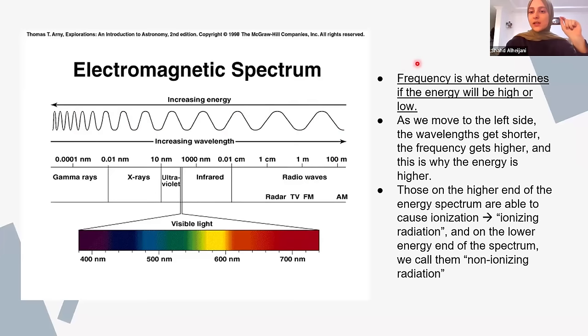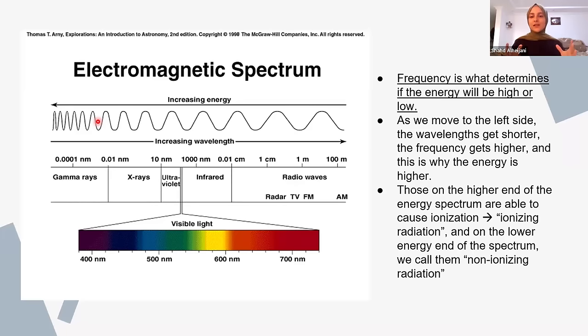Now, the frequency is what will determine if the energy will be high or low. So that being said, moving on to this side, X-rays and gamma rays will have higher energy because they have higher frequency and lower wavelength. Now, if they have higher energy, we consider them ionizing radiation. But if they are at the other side, at the radio waves and the microwaves, they are non-ionizing radiation.